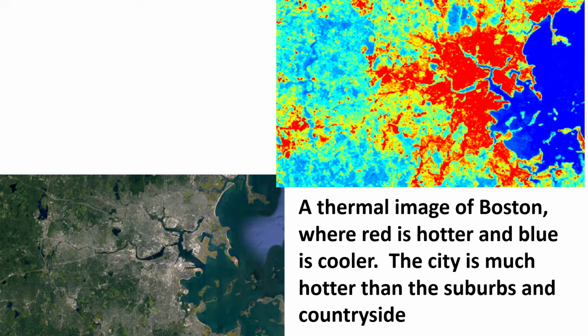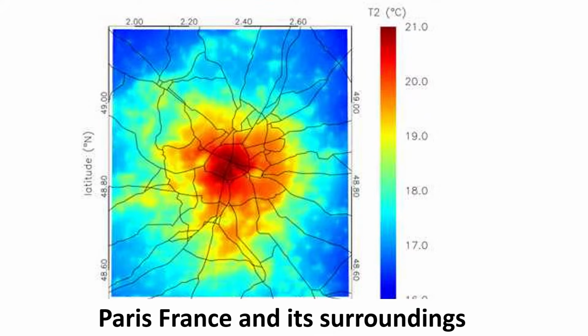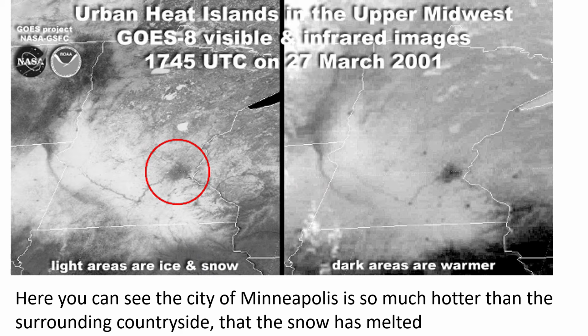Notice Boston, really, really hot right here where the city is, and yet you go out here, get outside of the city, if there's no plants and trees, it's a lot cooler. Here is Paris, France, as you can see, is very, very hot in the center where it is almost all buildings. And the further away you get from the city center, where you have more plants, trees, farms, it's going to be cooler. An interesting example of this is Minneapolis, Minnesota, where it snows in the wintertime.